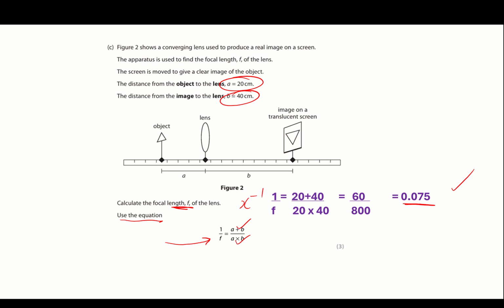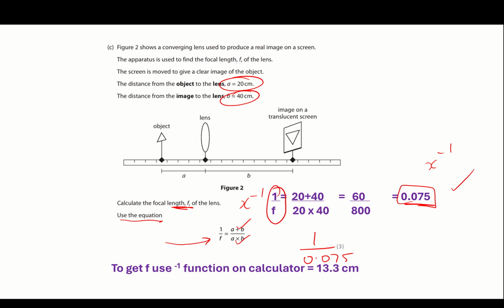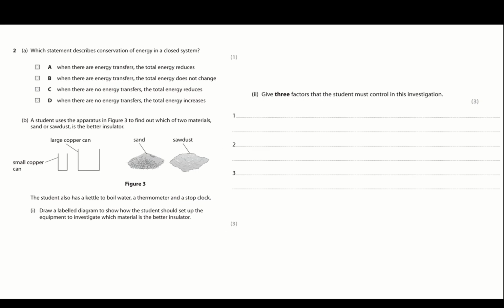Very few, according to the exam report, did the next part. This is 1 over f. So we're going to have to do 1 over 0.075 will give us our answer. Or when we've got our answer, just press the x to the minus 1 button on your calculator. If you don't know where that is, have a practice. And there we go. 13.3 centimetres or 0.13 metres. And that's that.